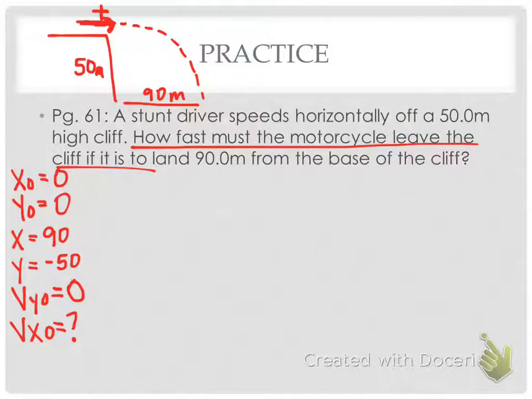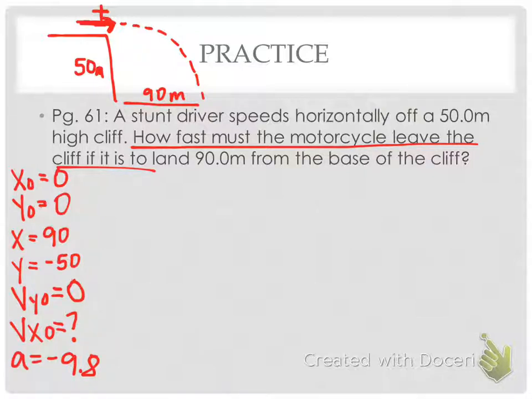Okay, so what else do we need to know here? What do we know about our acceleration? Vertical acceleration is negative 9.8. Horizontal acceleration we don't even need because it's 0. Right? No need to write it down.